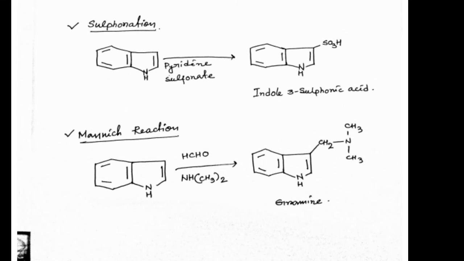Now the fourth reaction among the electrophilic substitutions for this section is the Mannich reaction. Whenever indole reacts with dimethylamine, this is the structure of dimethylamine, in the presence of a specific reagent, formaldehyde, it is converted into gramine, with a specific substituent at position 3, that is CH2N(CH3)2. A dimethylamine group is there with a methylene bridge.